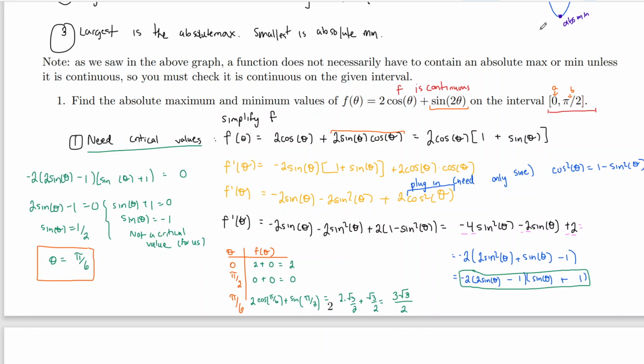Now, once we have all these y values, 2, 0, and 3 times square root of 3 over 2, our job is to point out the smallest one, and that's the absolute minimum, and the largest one, and that's the absolute maximum. You can probably gather here that 0 is the smallest one because both of these are positive, so 0 will be the absolute minimum.